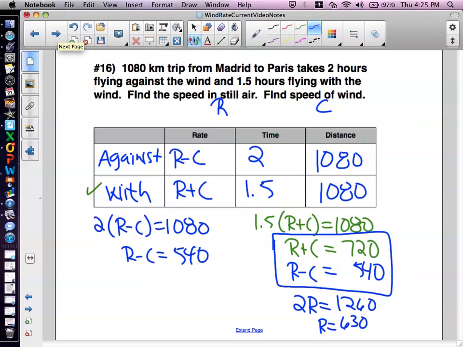So my rate in still air, 630 kilometers per hour. And then the rate of the current, well, I could take either equation, just go back to the green equation, and if I let R become 630, I can see that the rate of the current is 90. So the rate of the wind is 90 kilometers per hour.